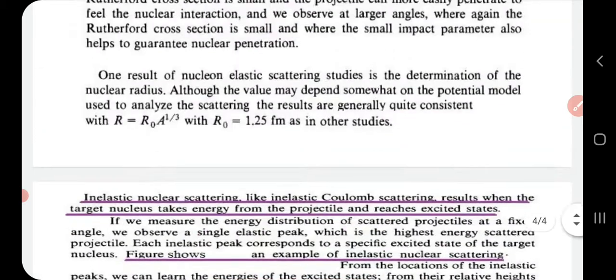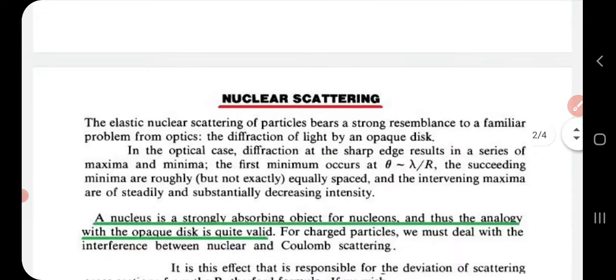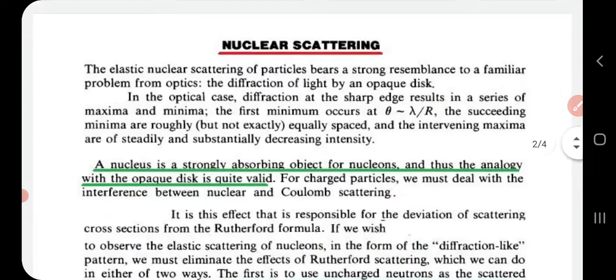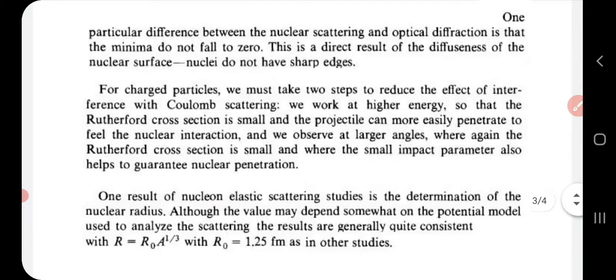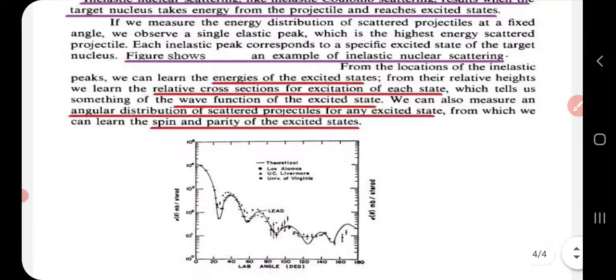So here you will be asked, what is nuclear scattering? Describe its mechanism and what are its uses.